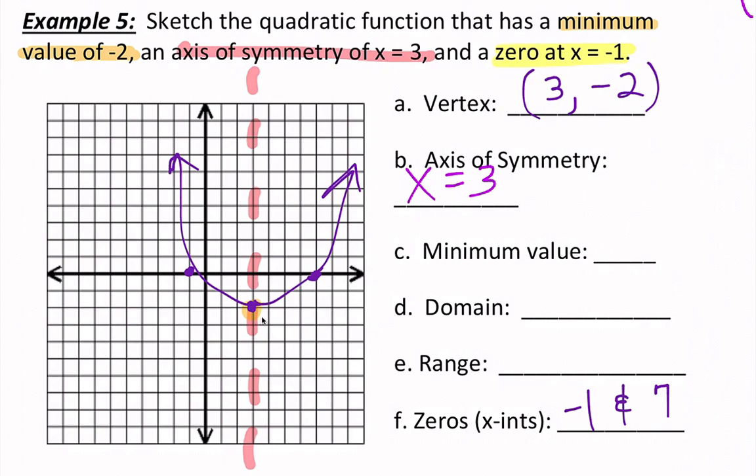Okay, minimum value, the lowest it goes is the vertex. So I look at my vertex. Remember, it's asking how low it is, so that's your y value. So it goes down to -2.